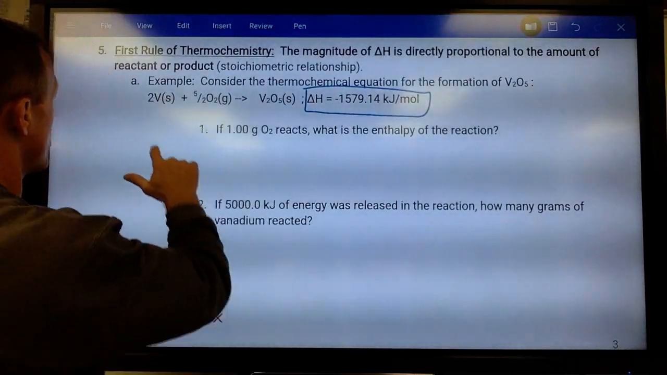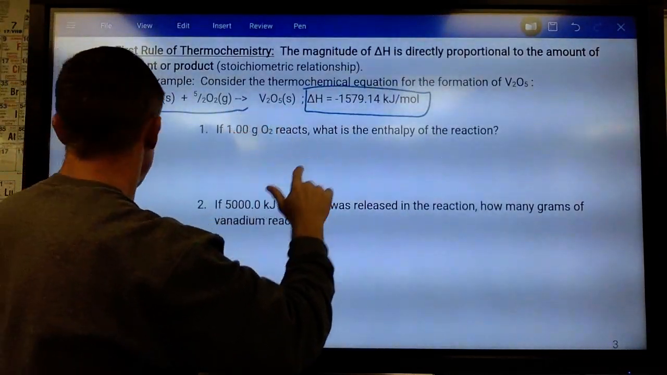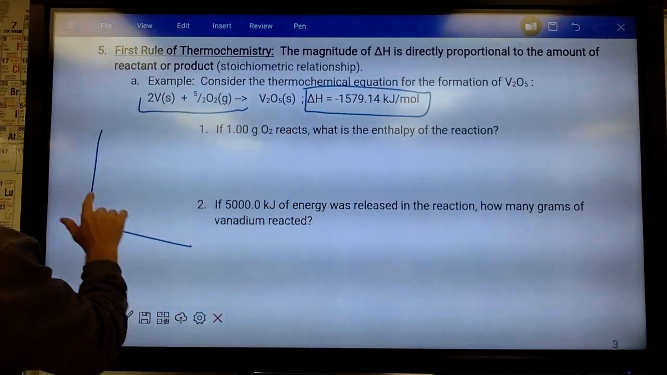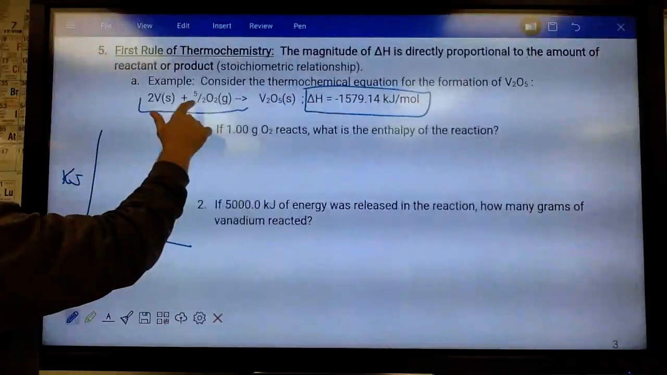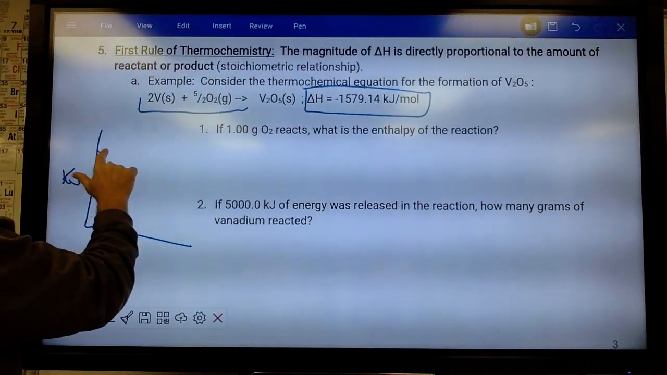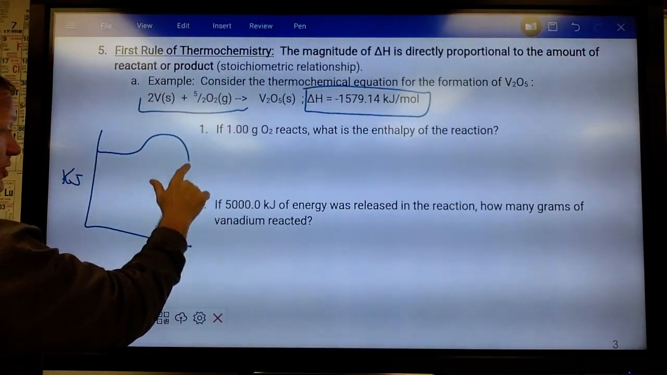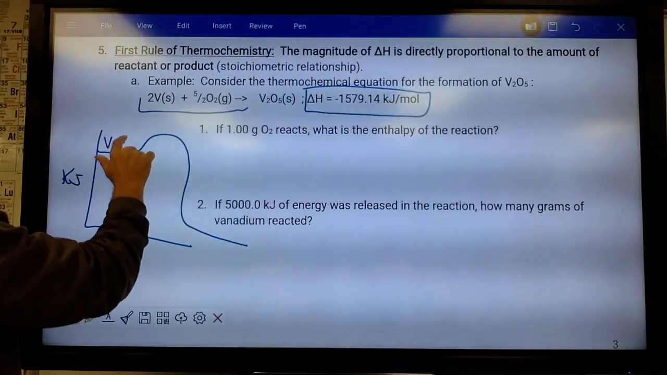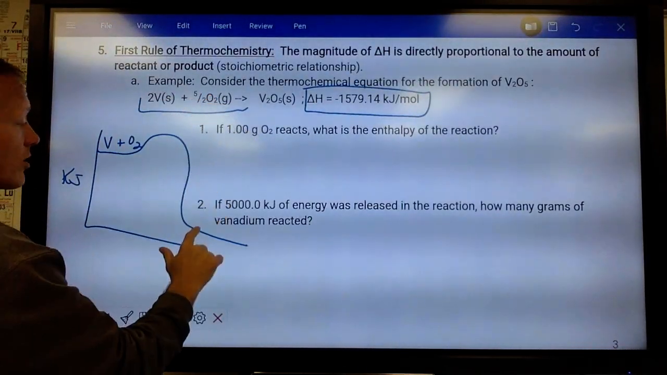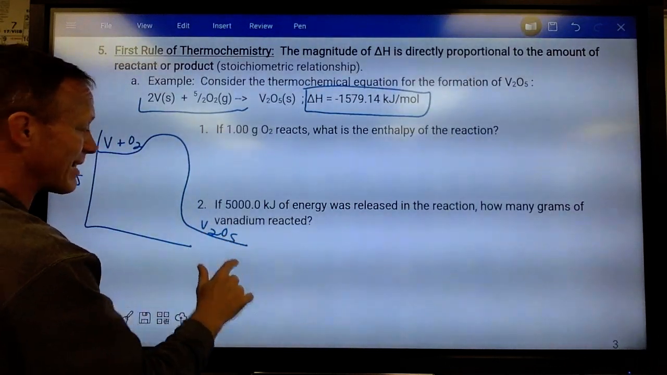So if we were drawing our energy diagram, again, our kilojoules of energy, the vanadium and the oxygen have lots of energy. There's that little hump we'll talk about again later. There's our vanadium and our oxygen, those are reactants. Our product, V2O5, has way less energy.